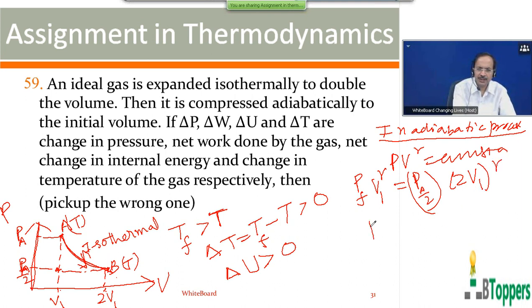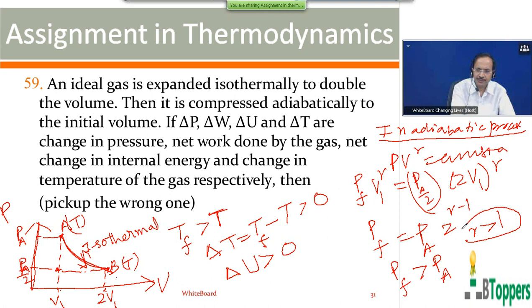So you get the final pressure equal to pressure at A into 2 power gamma minus 1. So the final pressure at the end of the adiabatic process is definitely more than the initial pressure at the starting point A. Gamma is greater than 1 for any ideal gas. So gamma minus 1 is positive. So 2 power some positive quantity will be greater than 1.